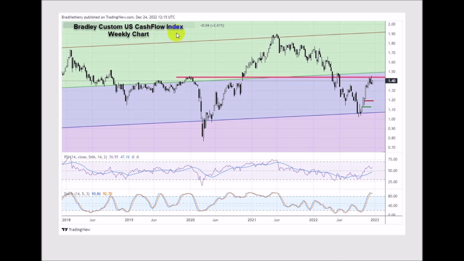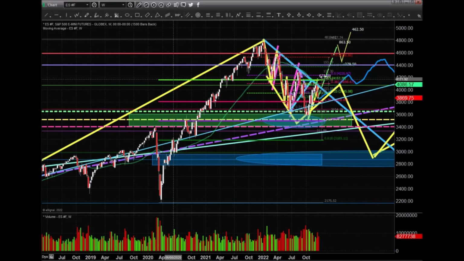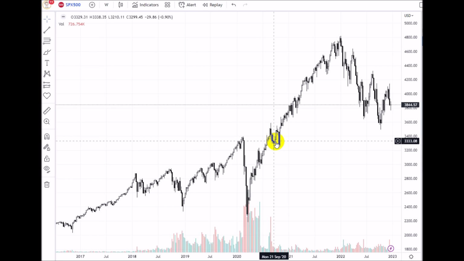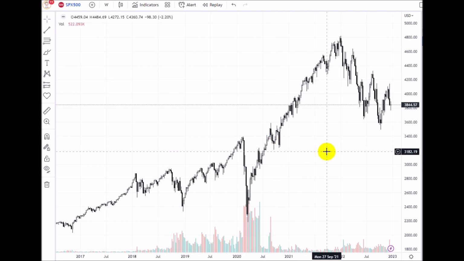Okay, so this is the custom index chart. And today we're going to start things a little differently. I have the custom indexes ready to go through. I also have my server ready to go through with the ES chart that we're going to talk about here in a bit. But first, what we are going to do is take a look at a S&P chart, and we are going to do some analysis.